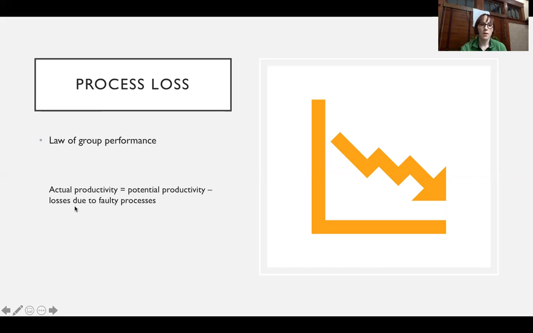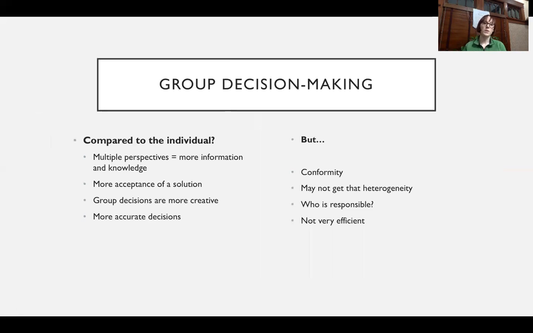So you could, for example, have actual productivity equal to potential productivity because there are very little or no losses due to faulty processes. However, if bringing a group together really inhibits the ability of that group to work well and to get things done, then the potential productivity minus these high losses leads to very low productivity in reality. As such, we really need to be aware of the extent to which bringing people together in a group may result in losses, may result in decreased performance.